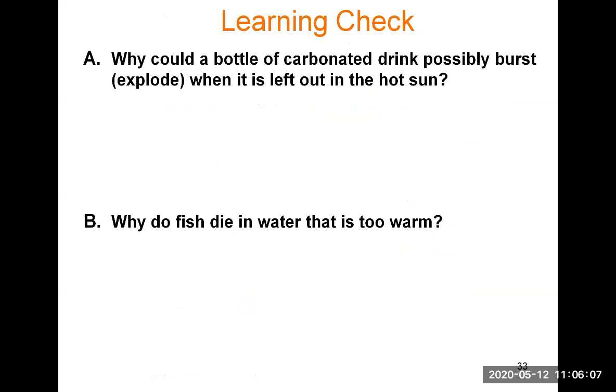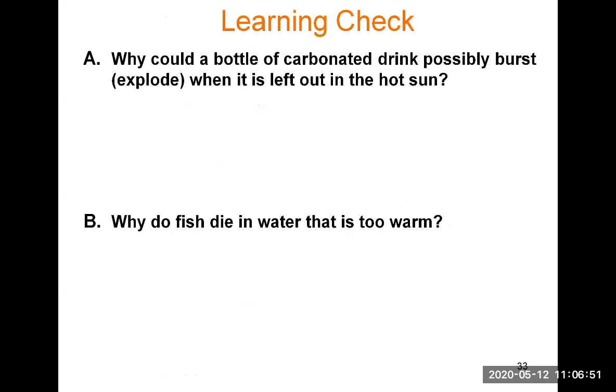So let's practice this learning by checking here. Why could a bottle of carbonated drink possibly burst, which means explode, when it is left out in the hot sun? I want you to think about it before you hear the answer. So we have a bottle of carbonated drink sealed, and it's left out in the sun. So the temperature will increase, right? Like for example, in a car, it can get very, very hot. So temperature will increase. When temperature increases, the solubility of gases decreases.